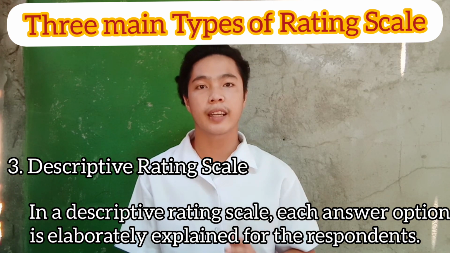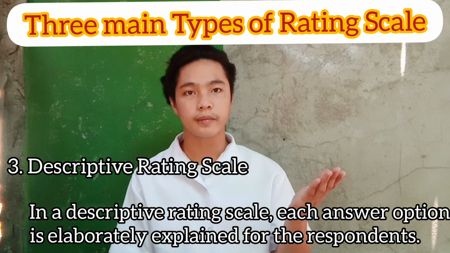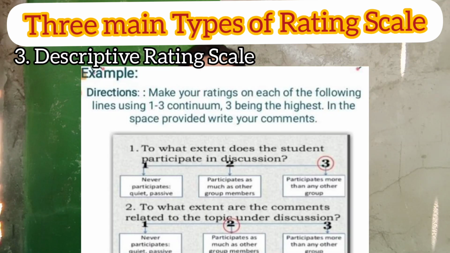So, here is an example. The direction is to make your rating on each of the following lines using a 1 to 3 continuum, leaving the highest in the space. Write your comment. So, kung napapansin nyo dito, tatlo lang yung descriptors, but they are more precise rather than the other descriptors na mga nauna na nating na-discuss.